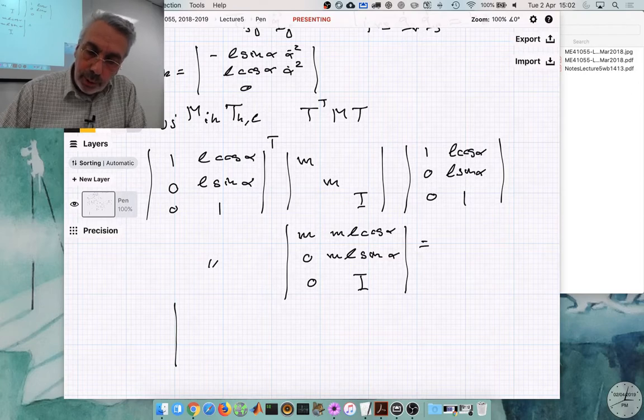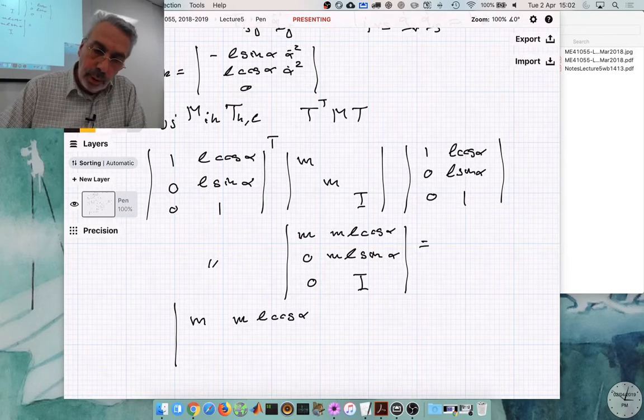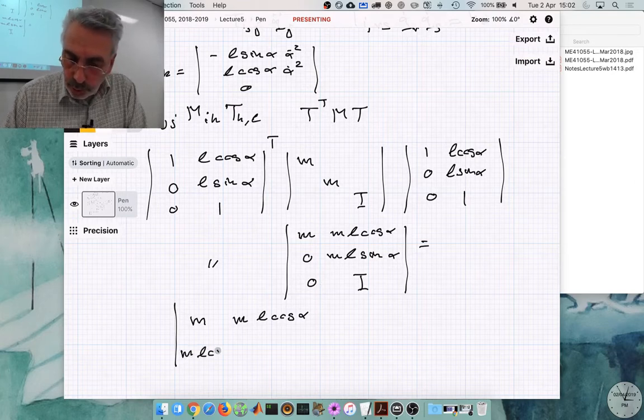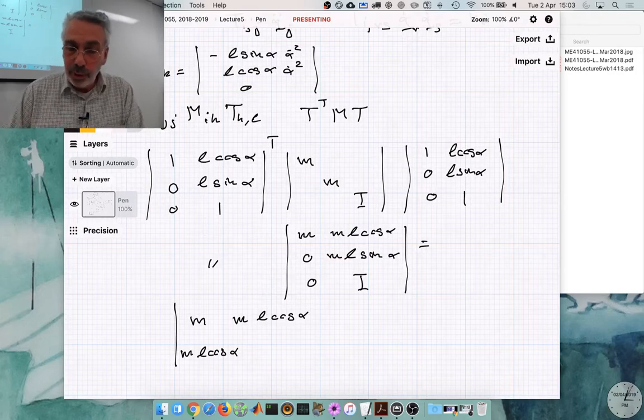So this times this is m. This times this is ml cosine alpha. This times this is, ml cosine alpha. Why do I say that? Is there a mathematician in the audience? Symmetric. Yeah, symmetric. I'm happy because I expect a symmetric matrix.